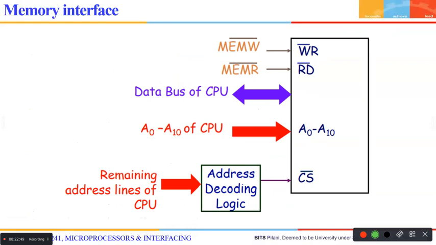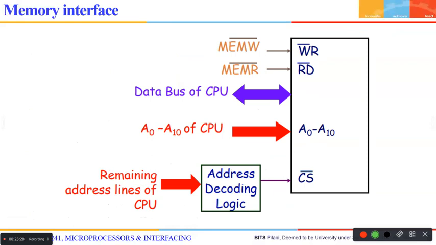Now see here. This is where we are going to interface a memory. This is a memory chip. The memory will receive the memory write and memory read signals from the microprocessor, and there is the data bus. How many address lines are required from the memory itself? 2 kilobytes means 11 address lines. There are 3 more chips like this.